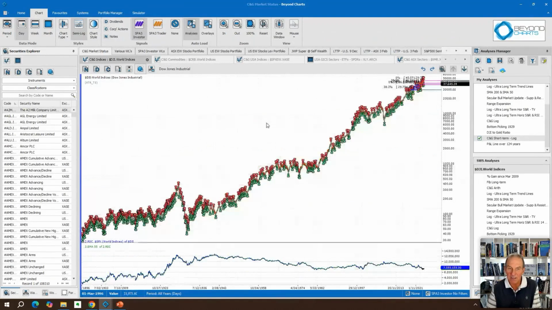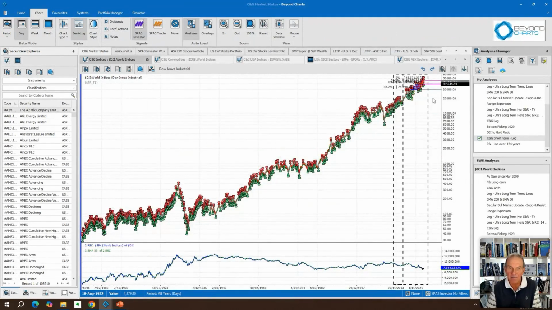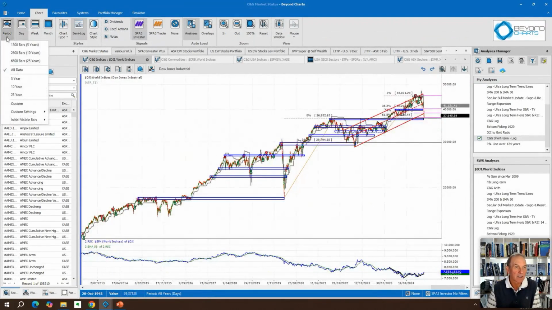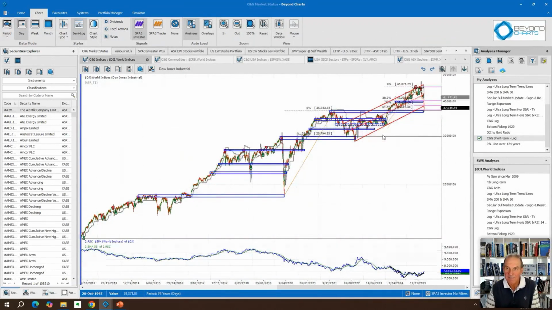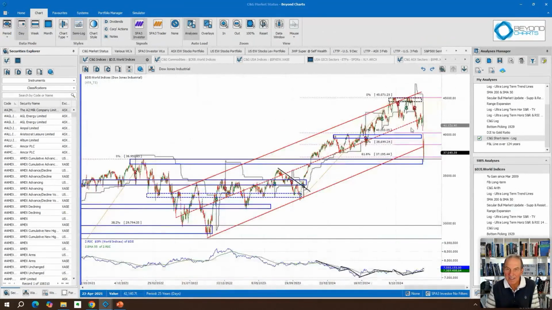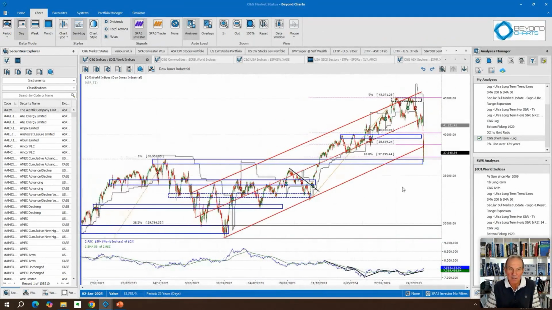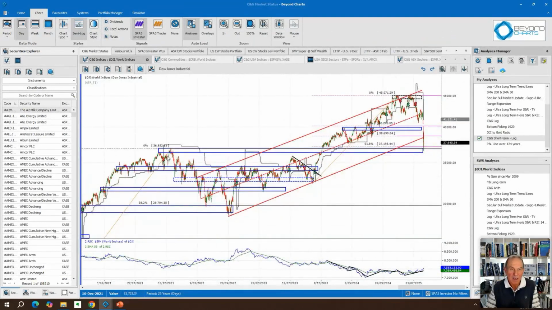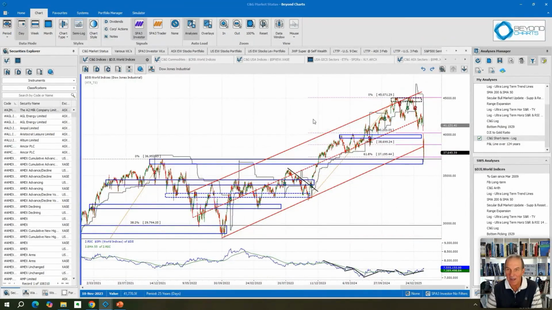Where is the support? Whoops, sorry, gone all the way out. Why have I got all data on there? We should go 25 years. The all-time high was back here previously, and we've fallen all the way to that all-time high. So effectively, where the Dow Jones was in January of 2022, we are just about all the way back there. So we're talking about 3 years now of sideways movement, even though that breakout occurred.